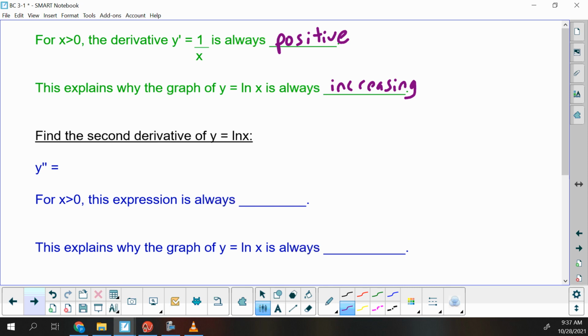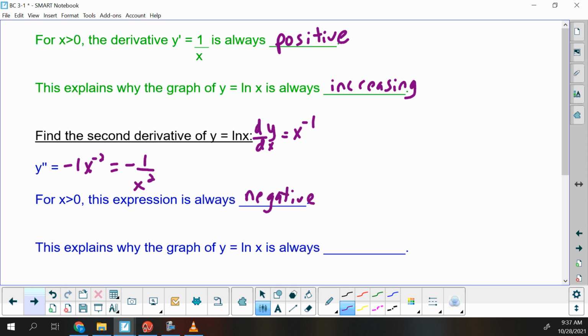Let's do our second derivative. Well, y prime, or in other words our dy over dx, we can think of as x to the negative 1. So our second derivative would be negative 1 x to the negative 2, or in other words, negative 1 over x squared. When you sub in x's, because it's a negative 1 on top and a squared on the bottom, it'll always be negative.